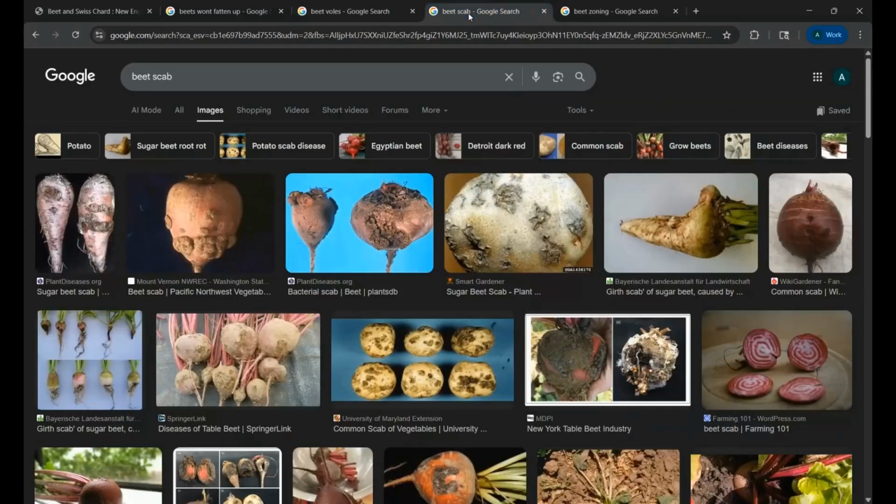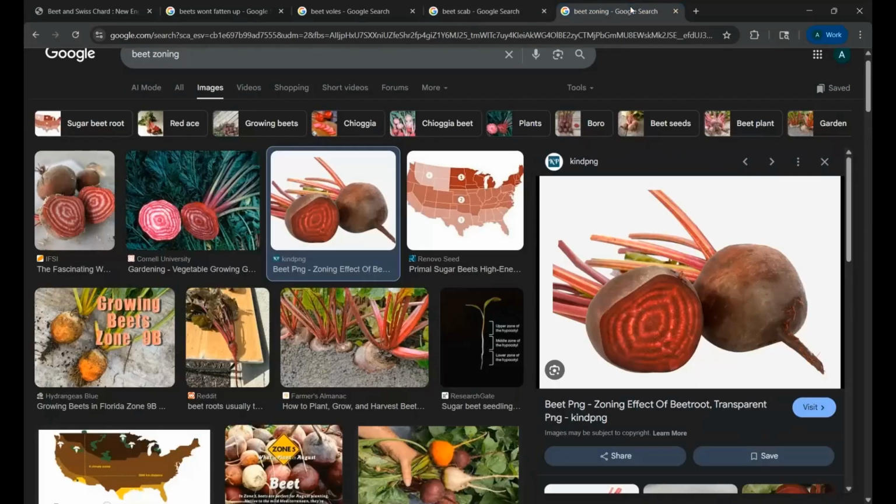Beet scab is another one that comes up, and this is one of those things where this common beet scab that you see in a lot of these pictures is caused by a bacterium, but there's certainly other things living in the soil that can cause scabs. Beet zoning is something that was mentioned in the guide, which this picture right here is beet zoning, which is caused by high heat stress during the summer. It's funny because it looks a lot like varieties that are bred specifically for that cool color. So take it for what you will. Is that a good thing or a bad thing? I don't know. It's all up to you.